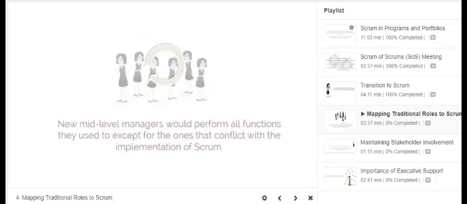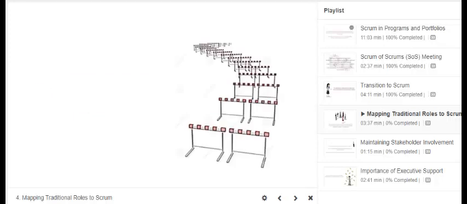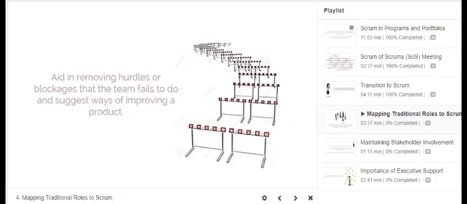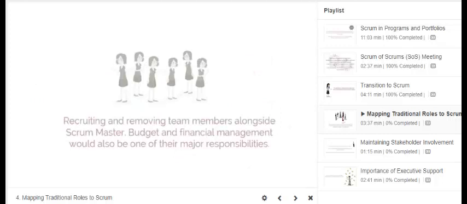New mid-level managers would be performing all functions they used to, except for the ones that conflict with the implementation of Scrum. This essentially means that they do not decide on what it is to be worked upon. They do not need to assign work to the team members or keep track of what each team member is doing. What they would need to do is to aid in removing hurdles or blockages that the team fails to do, and suggest ways of improving a product. They would still be involved in recruiting and removing team members alongside the Scrum Master. Budget and financial management would also be one of their major responsibilities.